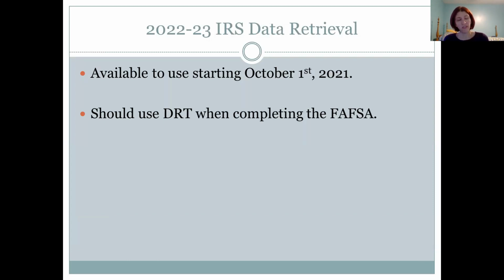Now, I talked about the tax information a couple slides ago, but one thing to keep in mind is that you will have the option to use the IRS data retrieval tool. What this does is that it takes the tax information directly from the IRS and puts it into your FAFSA form. So whether it's for parent or for student, this is an option as long as you file taxes. There's a few caveats for not being able to use it. I know if you are married filing separate, it won't work for that, but it should work for most other instances. It's available to use as soon as the FAFSA opens on October 1st.